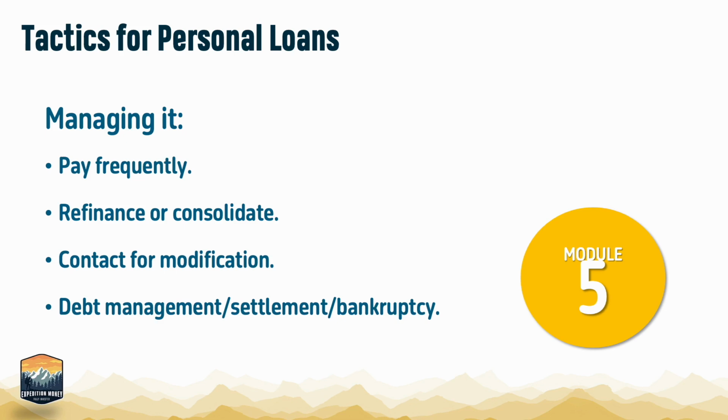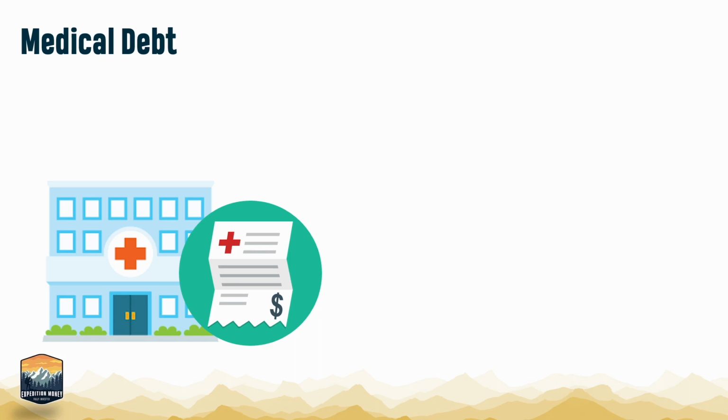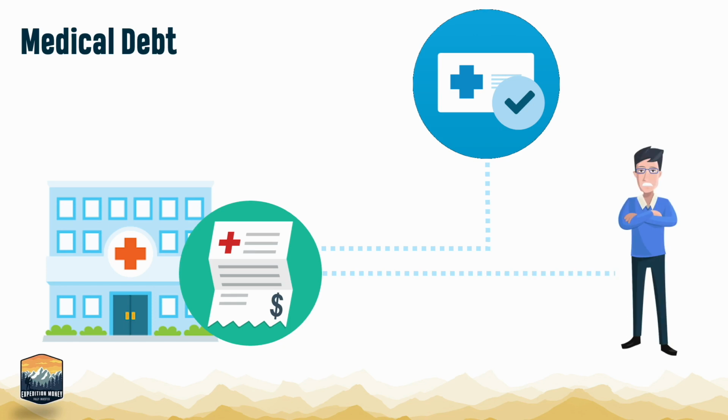Next, let's talk about medical debt. There are lots of different ways that we might end up with medical debts, but in this example, I'm going to cover bills that are owed to a medical provider. Let's say you go to a medical provider, like a hospital. Typically, the bill is sent to your insurance company. They pay the portion that they're responsible for, and then the balance is paid by you.